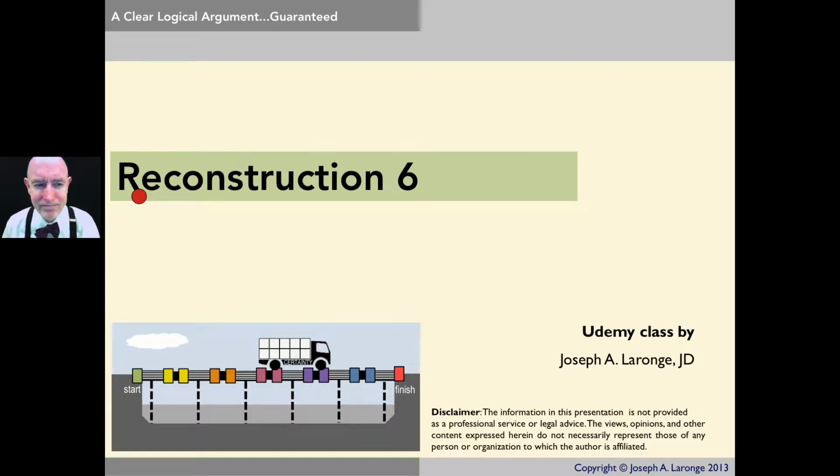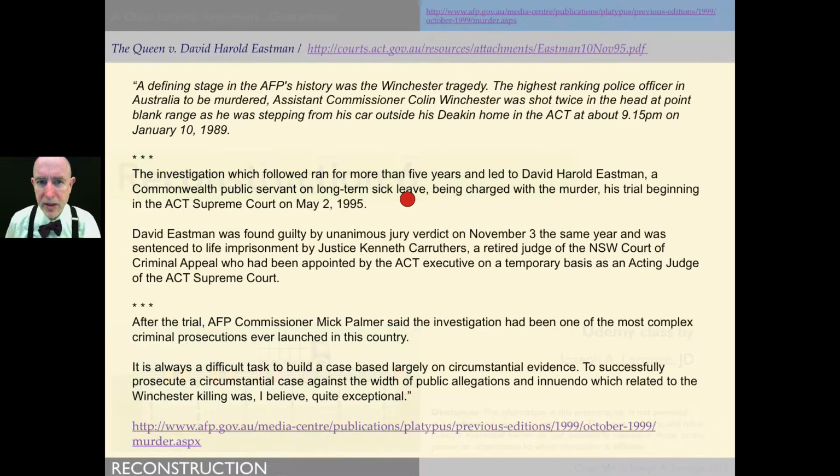Hi, welcome back. In this segment, we're going to deal with Reconstruction number 6. Remember, we're reconstructing arguments so that the logic is more apparent. And we've been using a court case, the Queen versus David Harold Eastman. You can find the decision here, and this is the link to an article that talks about some of the facts. A short piece of it is here.